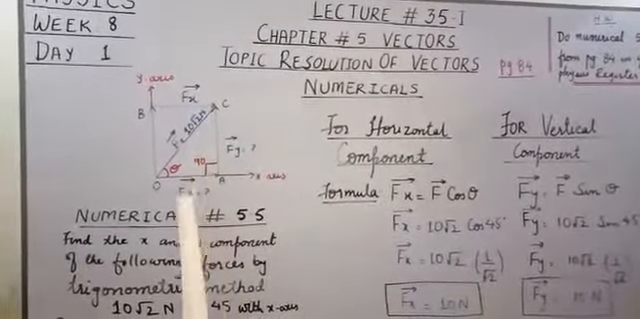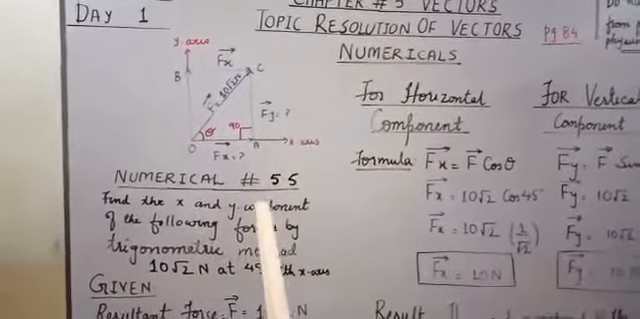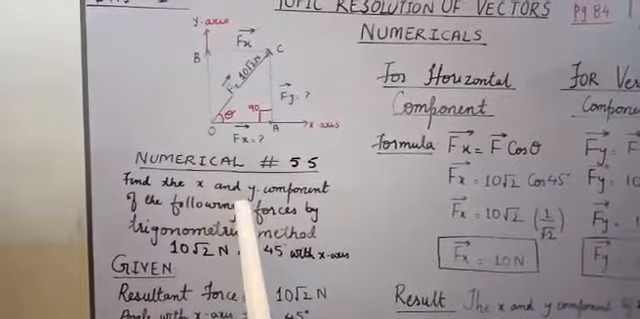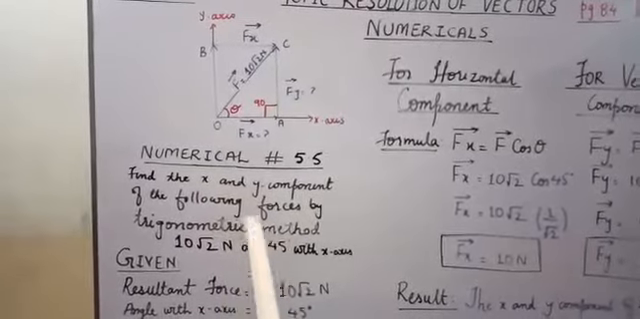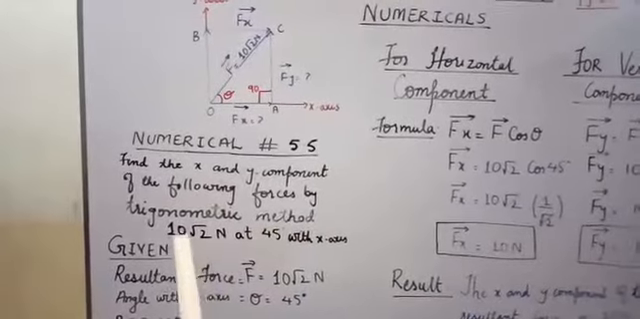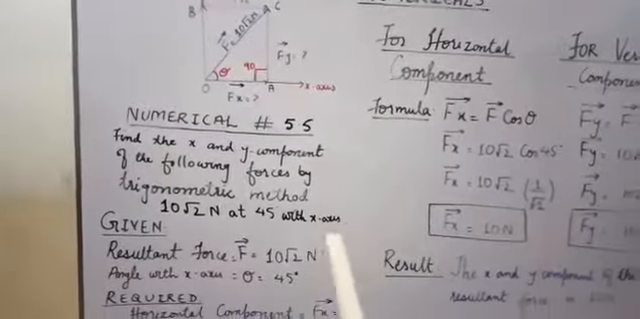Today we are starting the numericals of chapter number 5, and first of all we will do numerical 5.5, which says find the x and y component of the following forces by trigonometric method. Okay, the first part here is 10 under 2 Newton at 45 degrees with x-axis.